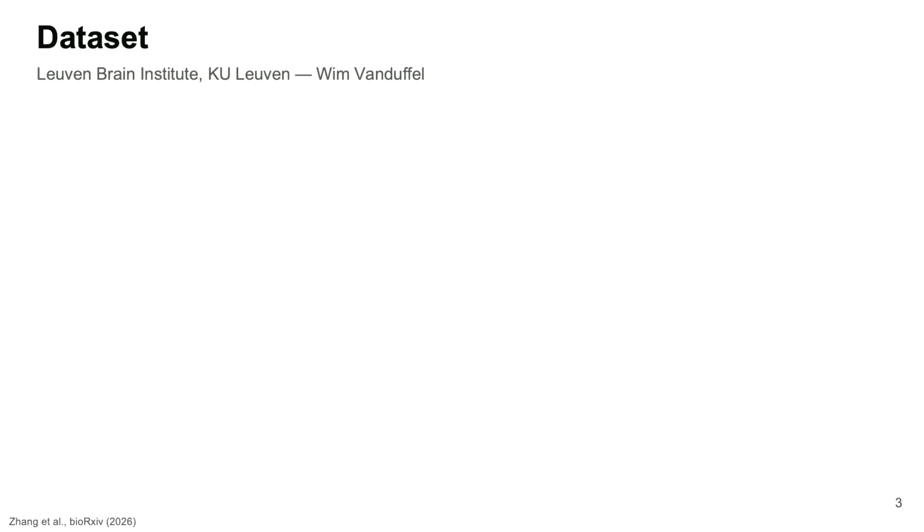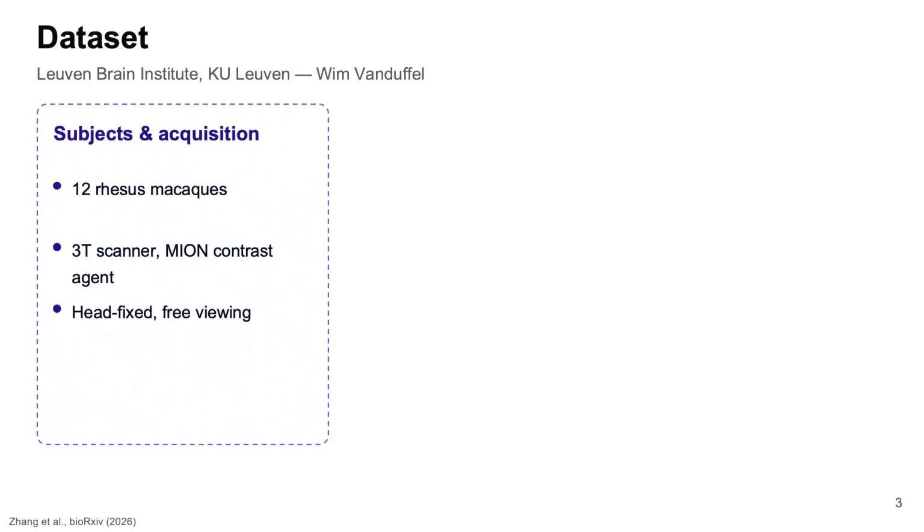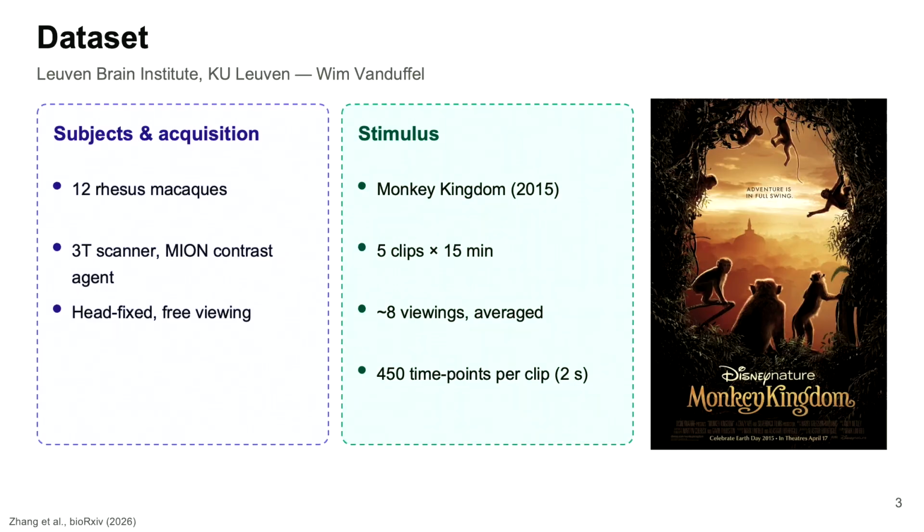To answer this question, we first collected a dataset at KU Leuven, where 12 rhesus monkeys were scanned in a 3T scanner, head-fixed and free viewing. They watched a movie called Monkey Kingdom, because we think it makes the monkeys more engaged if they're seeing their own kind. The movie was split into 5 clips of 15 minutes each, and each monkey saw the movie about 8 times. We then averaged across those repeats, which gives us a higher signal-to-noise response time series.